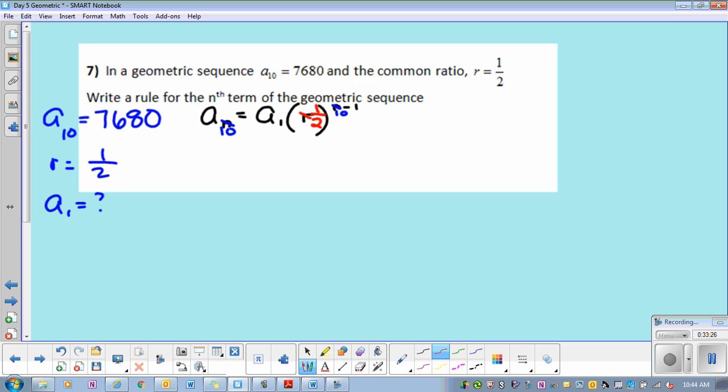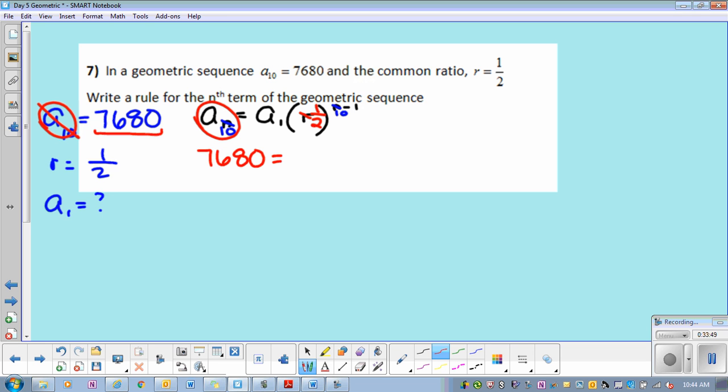Alright then, Ethan. Instead of a sub 10, what should I really write? Because I can't have two a's. But I know what a sub 10 is. So just put 7,680. Yes. Does everyone see that? Instead of this a sub 10, we're actually going to plug this guy in.